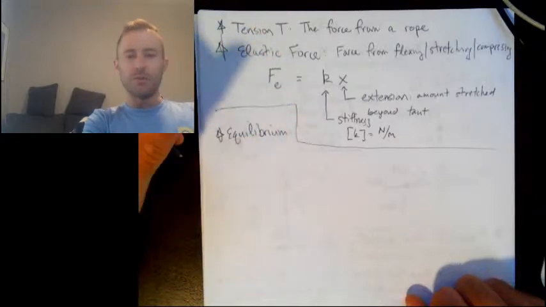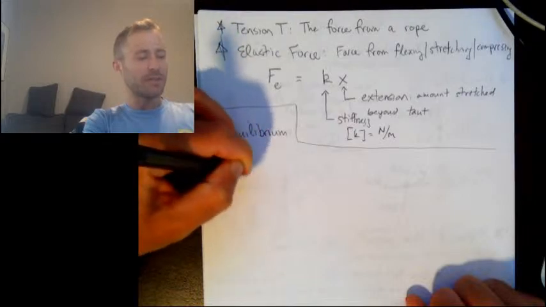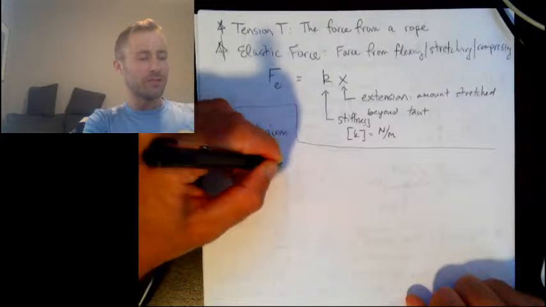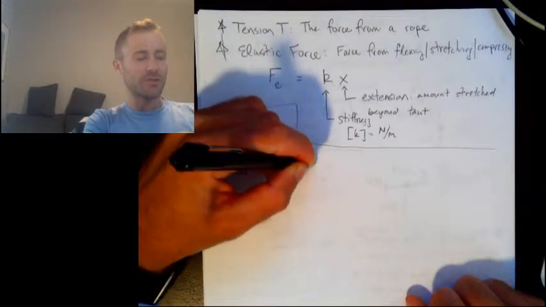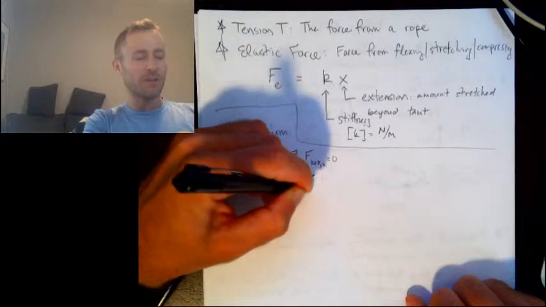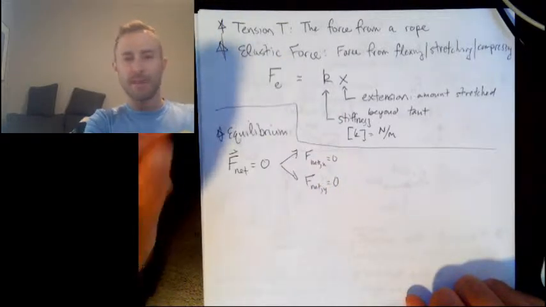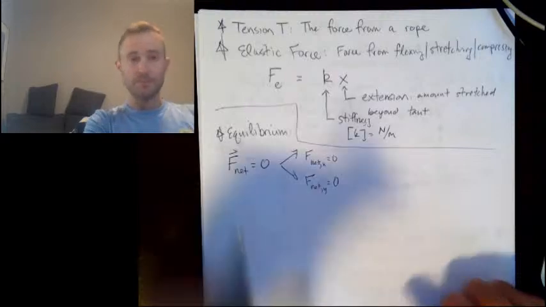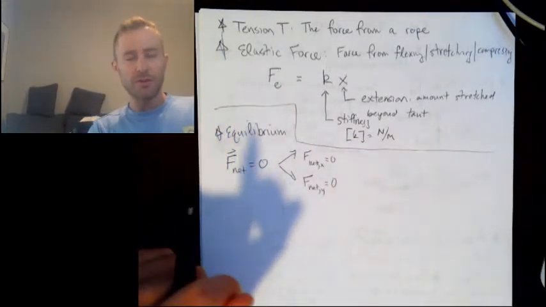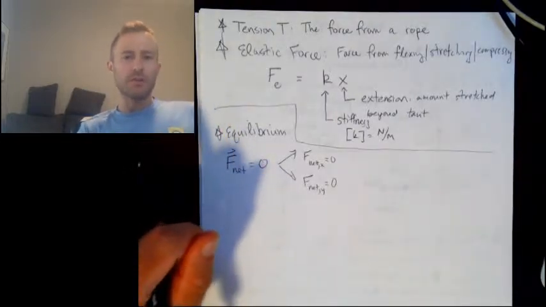Equilibrium means that the net force vector is equal to 0, which in turn means that the net force in the x direction is 0, and the net force in the y direction is 0. So the net force in the x direction and the y direction are 0.